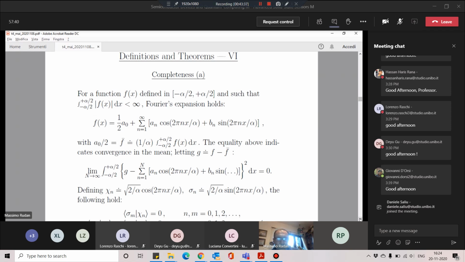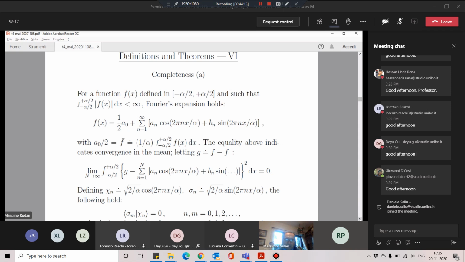We start with the function f that is defined in some interval of interest. This interval, for simplicity, is taken symmetric with respect to the origin. So the interval goes from minus alpha divided by 2 to plus alpha divided by 2. And then we assume that the function is good, meaning that its modulus is integrable over the interval, okay?